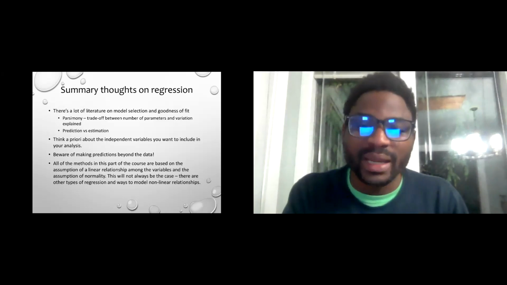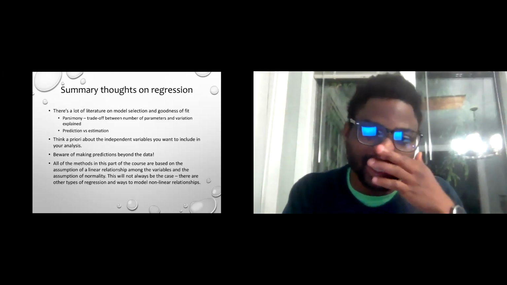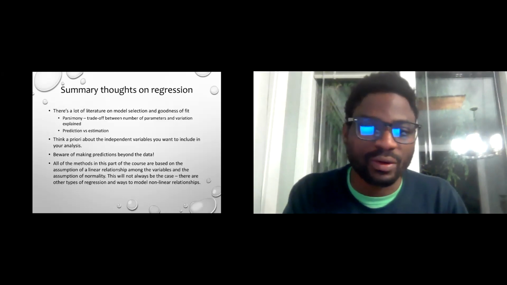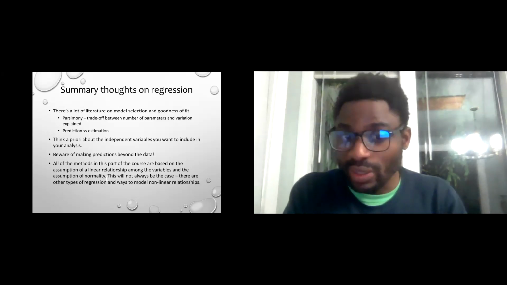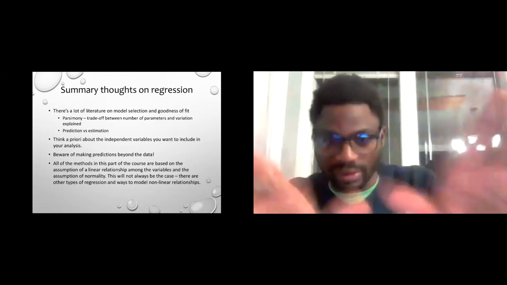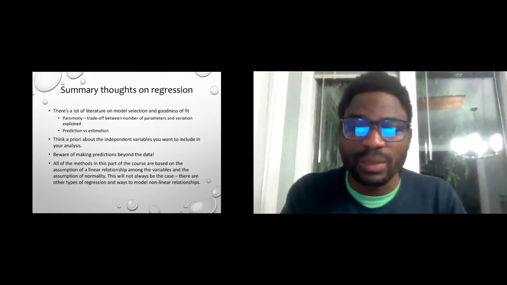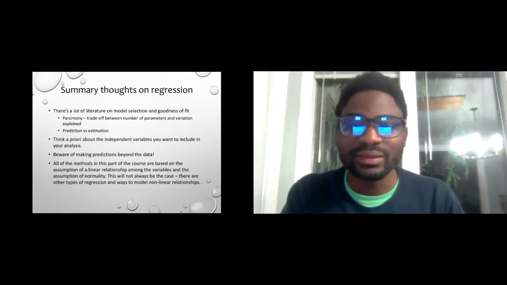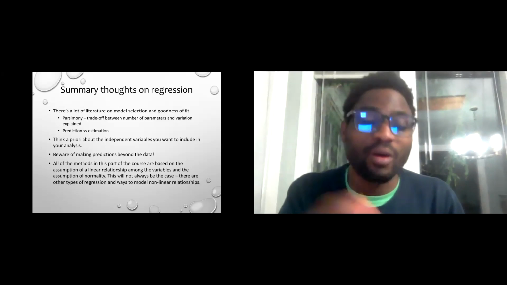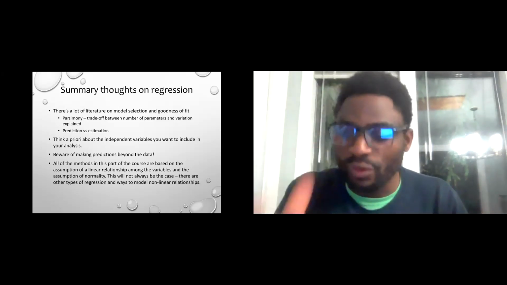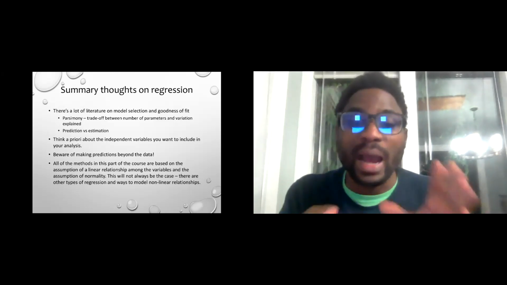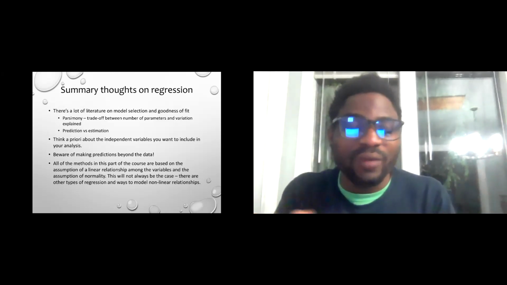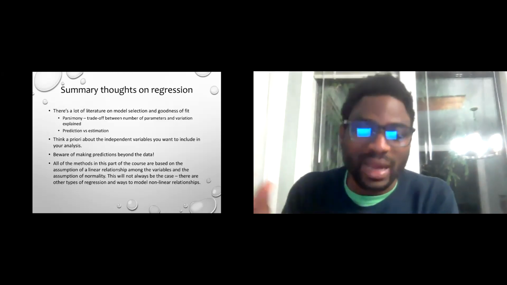And be aware of making extrapolation, that's a prediction beyond the data. All the methods in this part of the course are based on the assumption of a linear relationship among variables and the assumption of normality. That's what they tell you, but I will tell you it is normality of residuals. This will not always be the case, and there are other types of regressions and ways of handling nonlinear relationships, and Kofi will present all that. Logistic regression and splines and all other kinds of regressions that are not linear, like moving averages. Those take us a little bit more away from statistics, and we start going into data science and other stuff.